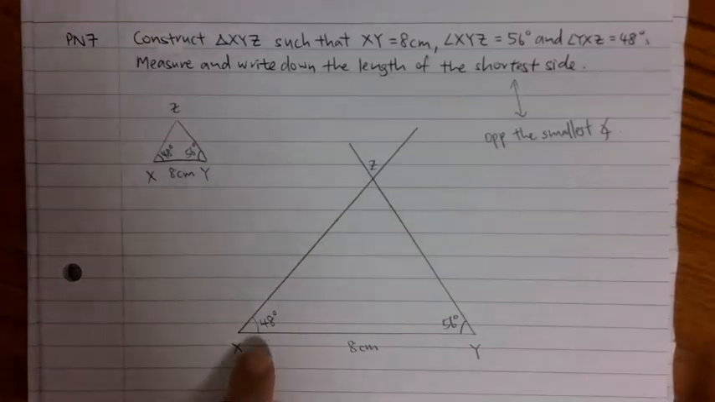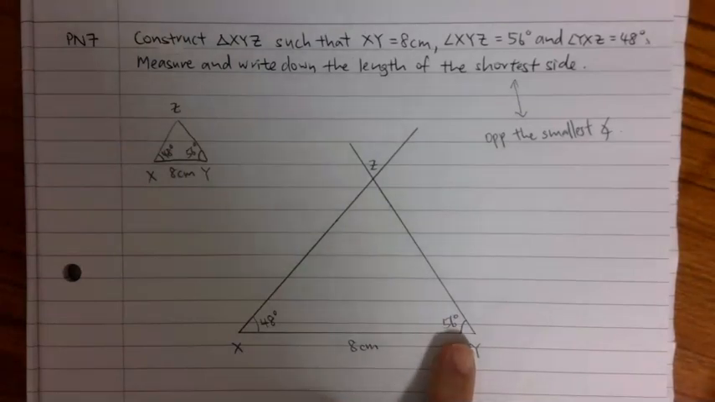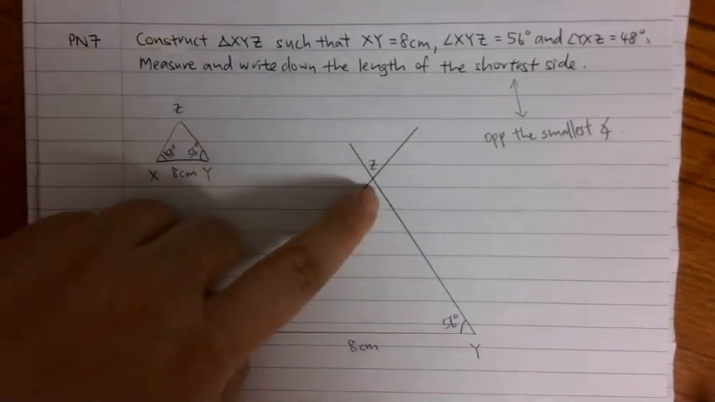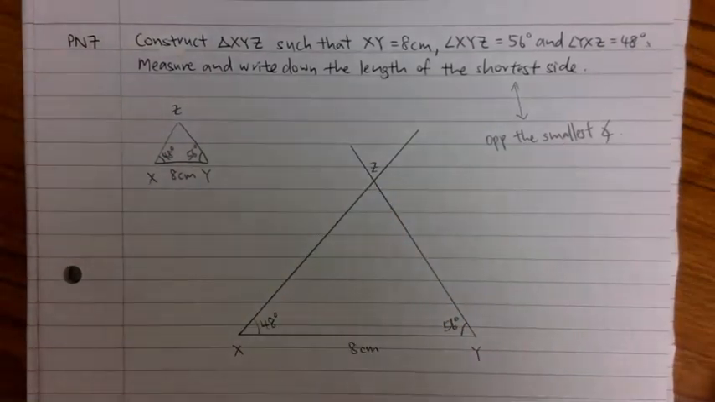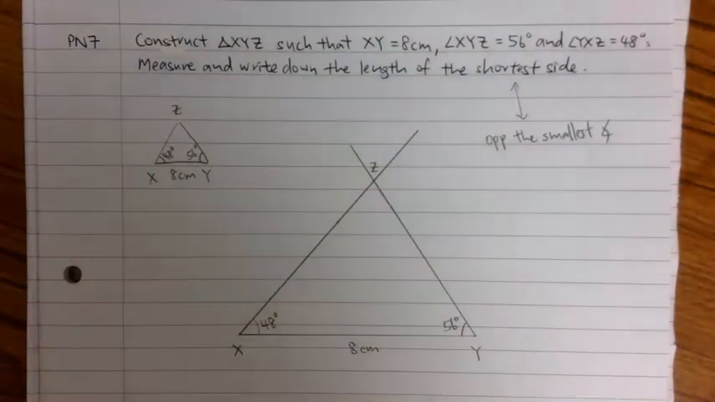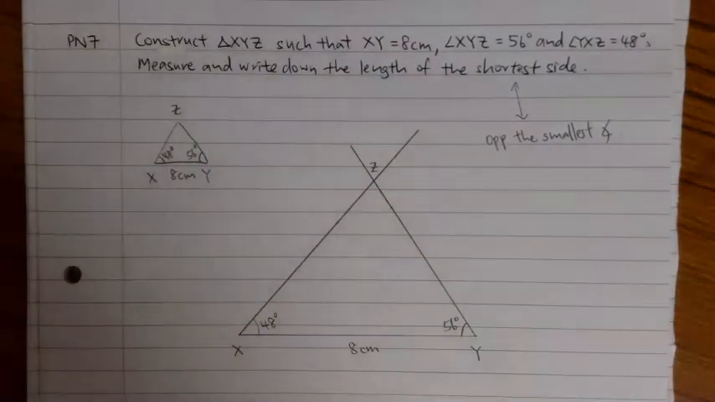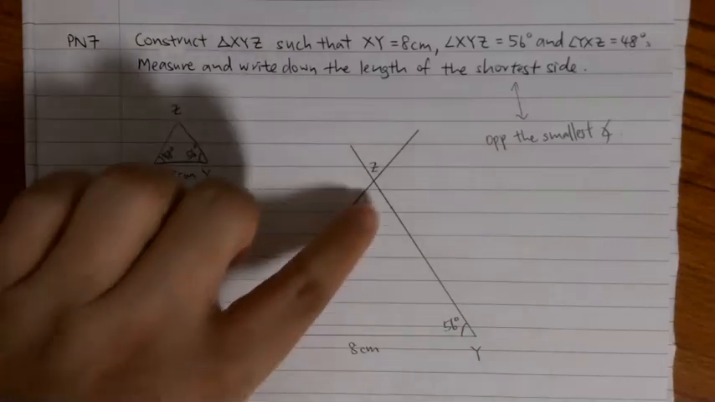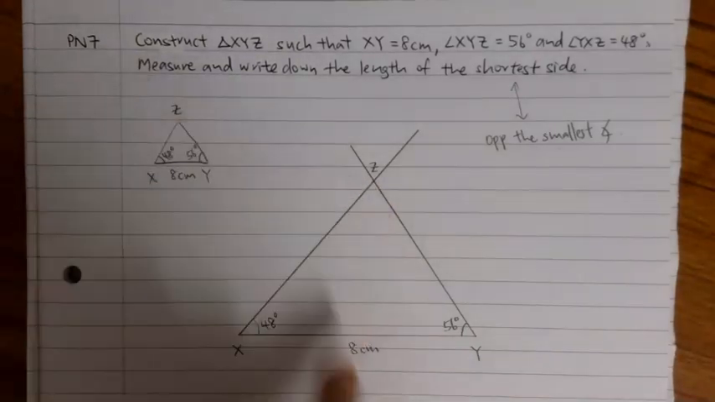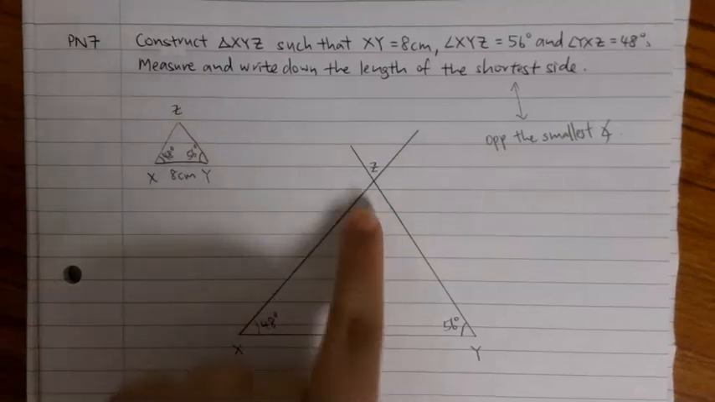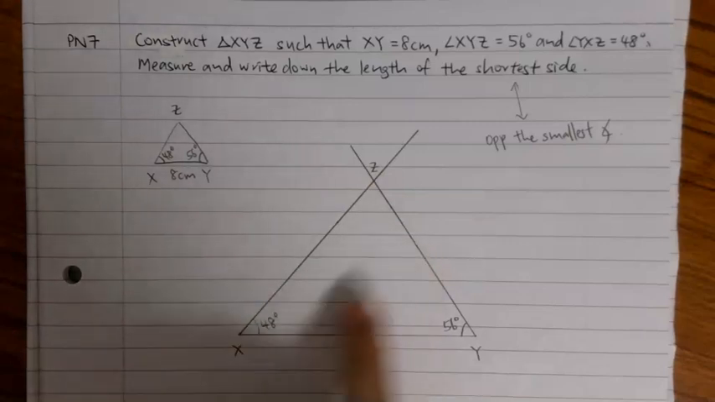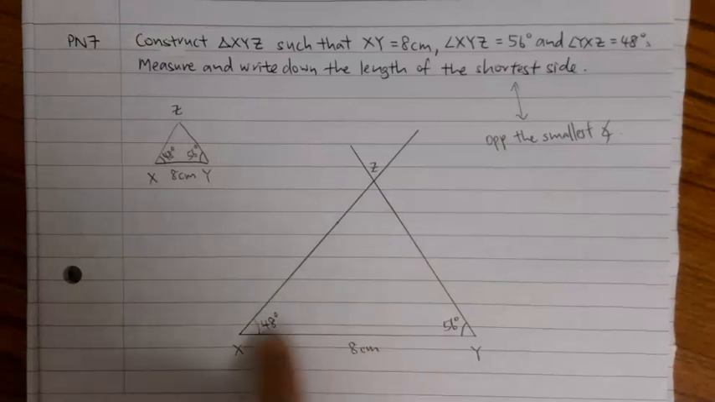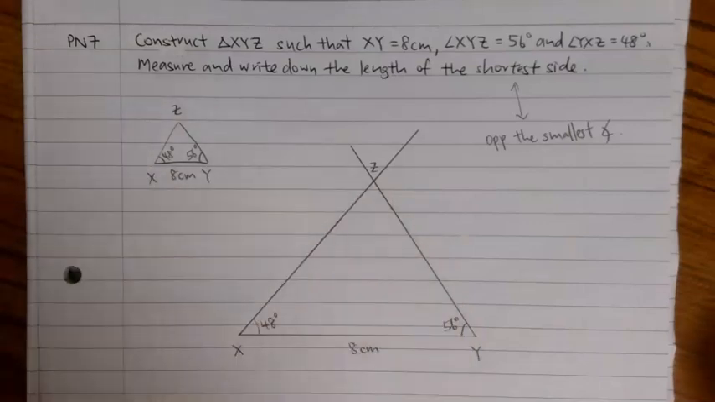So if you look at this, this is 48 degrees, this is 56 degrees. This angle here, if you need to calculate it, the three angles should add up to 180 degrees. So you can calculate the angle, and you will get 76 degrees. So this is actually XY, facing the largest angle, which is the longest length. The shortest side should be the one facing the smallest angle. So YZ is actually the shortest side.